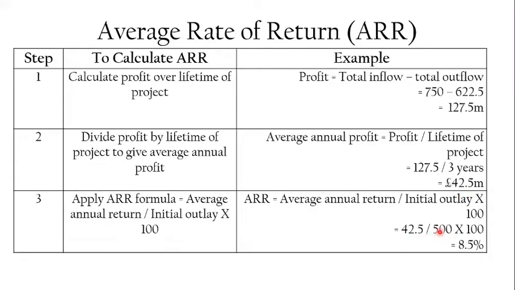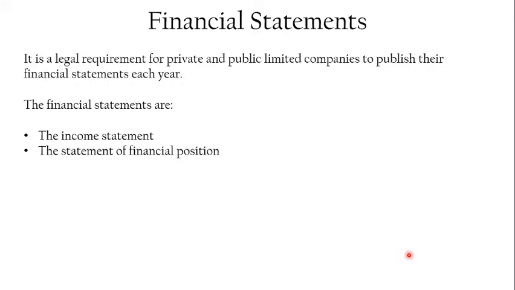We divide that by the original cost of the project, because if we're going to invest 500 million today, we want to know what the average return will be. The average return will be 8.5%. So for every £1 we invest in this project, we're going to get 8.5 pence back per year. Is that a good investment? Well, you compare that to the average interest rate of maybe 1% maximum. You might decide that this is a project that your business should do.